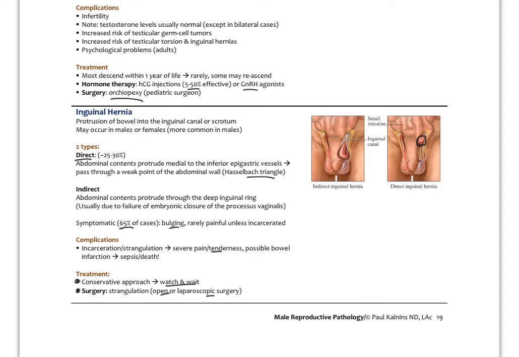This would be a mass in the scrotum, for example, that does not transilluminate. Transillumination is when you put a light behind the scrotum. If you can see the light shine through the scrotum, that's transilluminating. If you don't see the light, it's not transilluminating. Obviously, if there's a big area of intestine in the scrotal sac, it's not going to transilluminate.